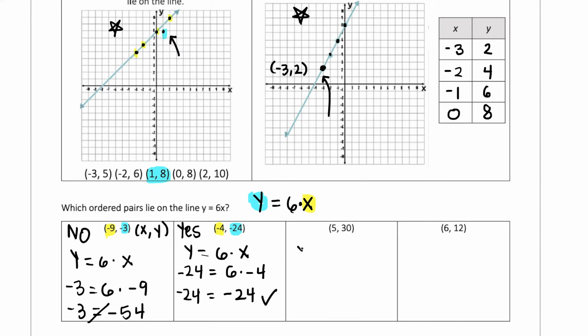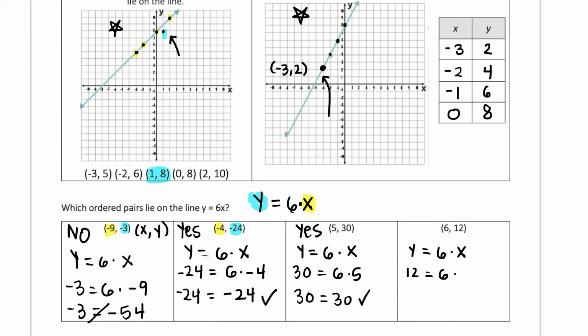Here we're seeing that we want to take y should equal 6 times x. Our y is 30 and our x is 5. 6 times 5 is 30, and since 30 equals 30, this point, 5, 30, will be on our line. In our last one, we have 6 and 12. So y should equal 6 times x. This time my y value is 12, and my x value is 6. Well, 6 times 6 is 36, and that does not equal 12. So this point would not be part of that linear function on the line.